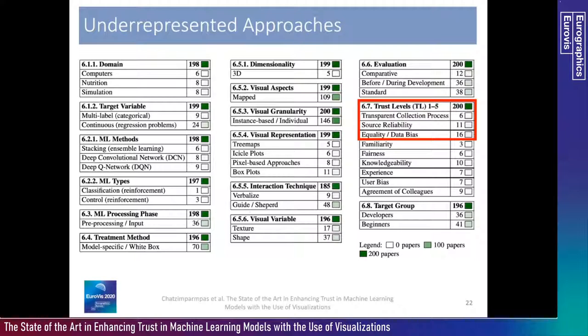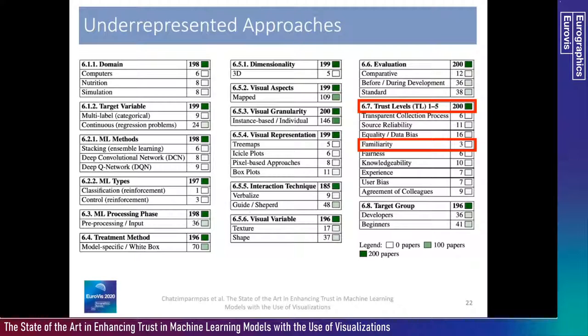Transparent collection processes, source reliability, and data bias are usually not covered by papers. Other problems such as how visualization can assist with the familiarity a user has for a learning method should also be in the research agenda of our community.